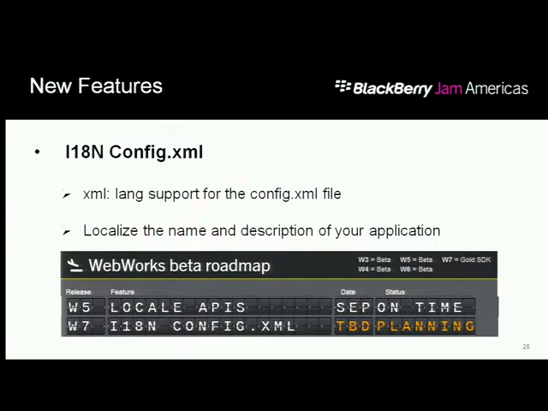And here's a new feature. It's not available at the moment, but it will be available very shortly. You can use this to localize the actual application name and the description. So your application name on your home screen, you can use this feature to localize it to the language that you want. But it's not available at the moment, but it will be available very shortly. So keep checking our WebWorks webpage.